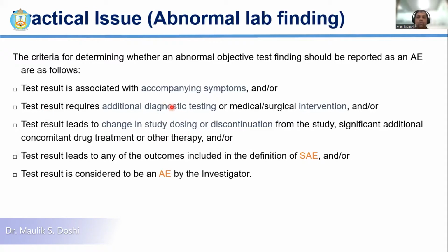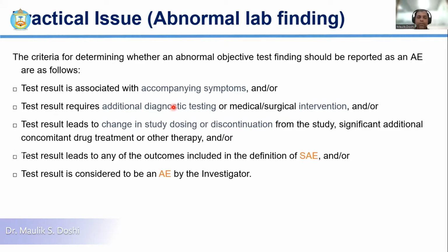Okay. Now, you might develop some abnormal lab finding. Suppose, for example, SGOT, SGPT. Its typical upper value is 30. Now, if someone is having 32 or 34, by definition it is abnormal, right? But would you report it as an adverse event? That is the important part: not all abnormalities are adverse events.